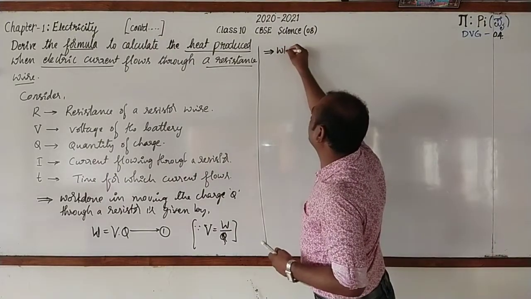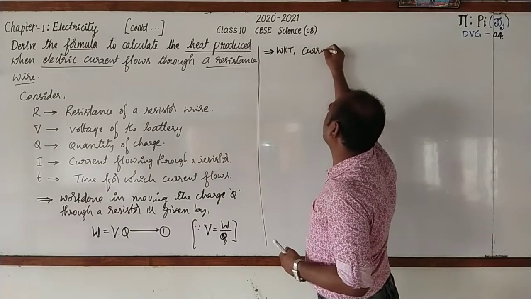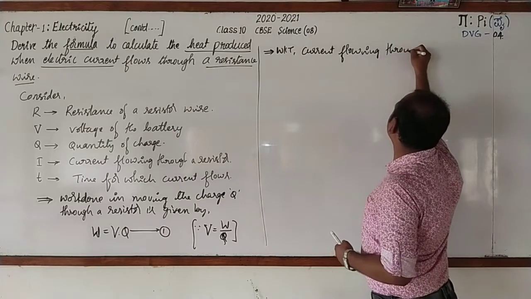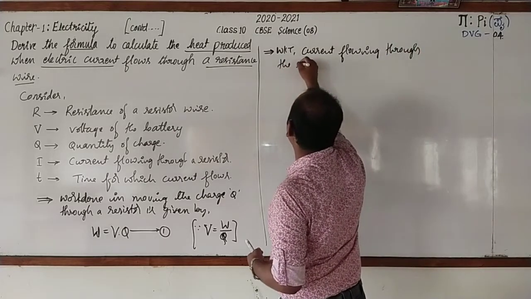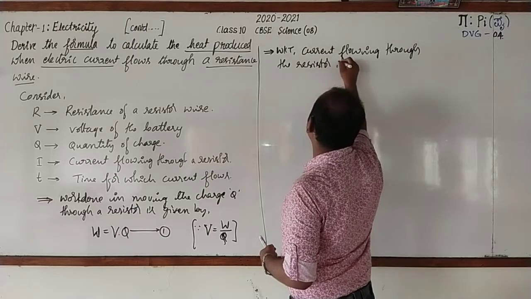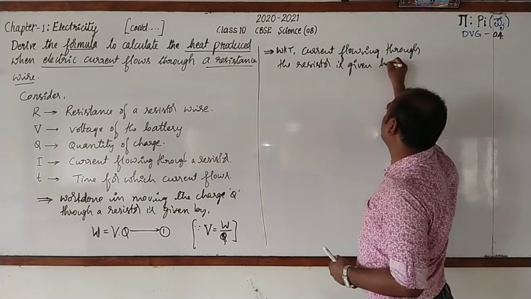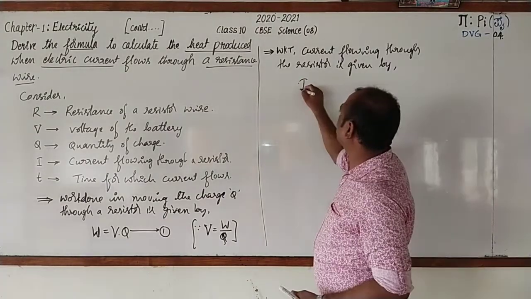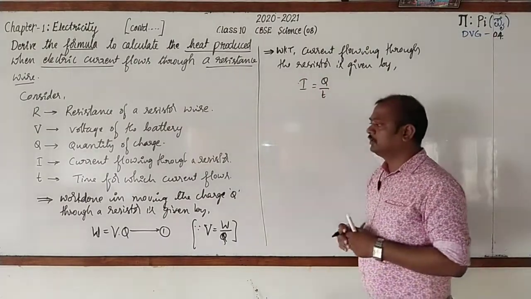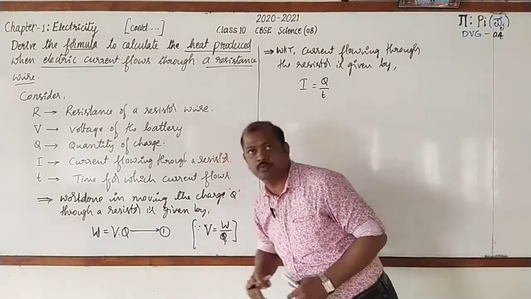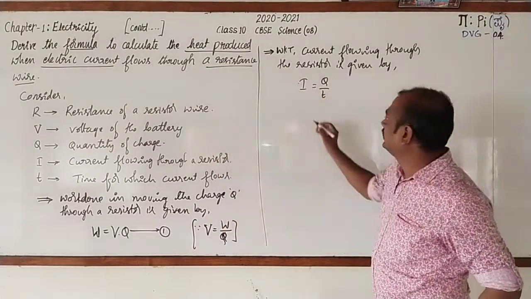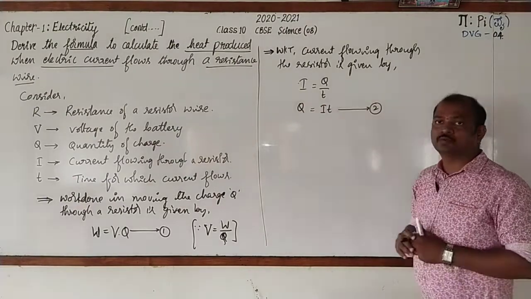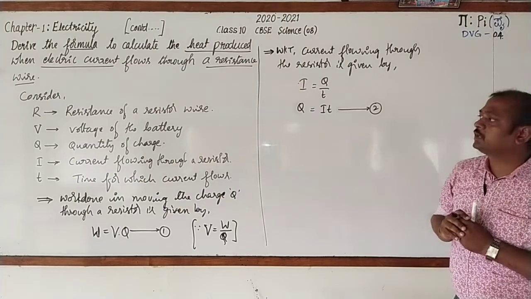Here I write. We know that current flowing through the resistor is given by I is equal to Q by T. We need to take substitution for Q. Hence, let us solve for Q. Q is equal to I into T. Call it as equation 2. Understood?